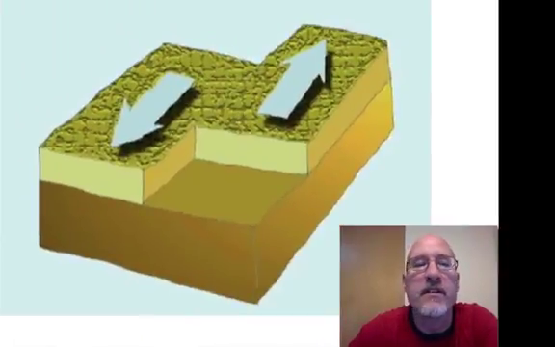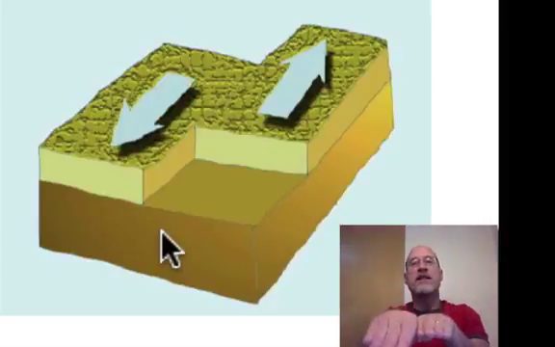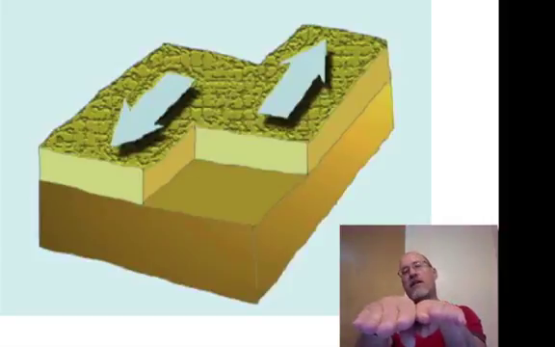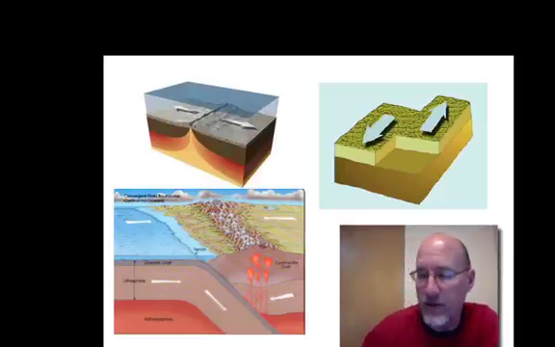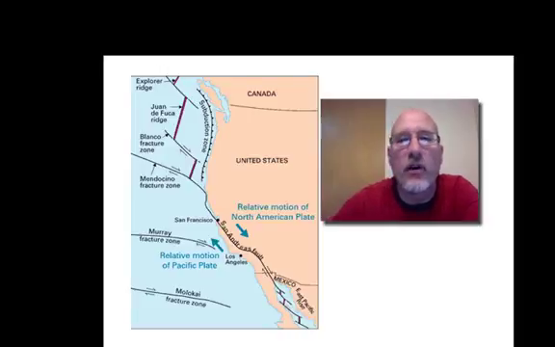A third boundary is neither one. It's represented here, and in this case the plates are grinding past one another. So there's no convergence, there's no divergence, they are slip-sliding past one another. Probably the most famous area of that is the San Andreas Fault in California, seen in this graphic, from the Gulf of California through Southern California and north of San Francisco and running into the Pacific Ocean. And it's famous because of all the earthquakes that it has generated over the years.